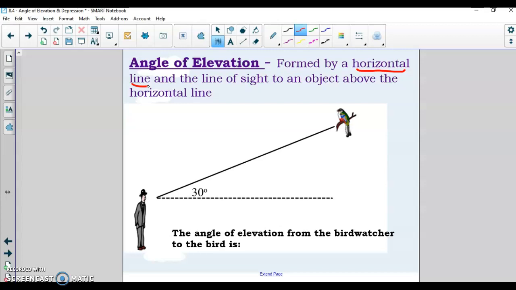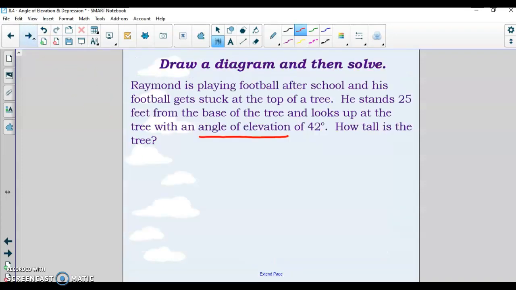So in our diagram here, we have a bird watcher down here in the bottom left-hand corner. You notice from his eyes, you see this horizontal line going straight across, and then the line of sight is basically the straight line that connects his eyes to the bird up in the tree. And the angle that measures up from the horizontal line to that line of sight is our angle of elevation. And how much does that equal here? That is 30 degrees.